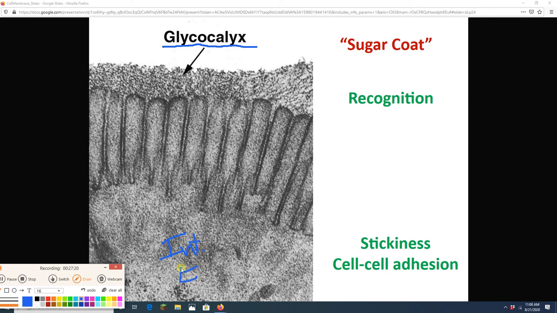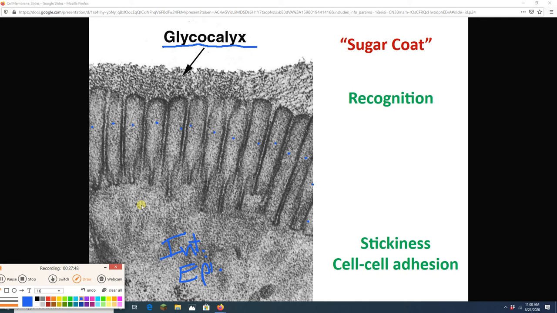Have you seen this picture before? Or one very, very similar? Think about the first epithelial lab we did. Go back and watch that video again. Can you tell me what these things are right here? All of these sticky out things. Can you tell me what they are and why they're here? If you can't, go back and look at that first epithelial tissue lab number 3 video.